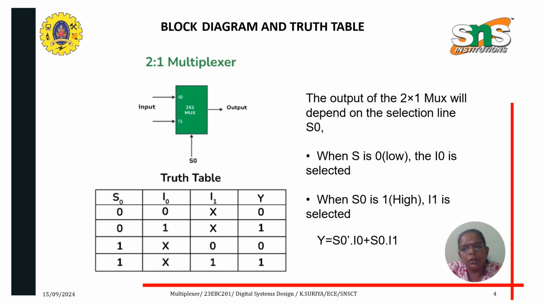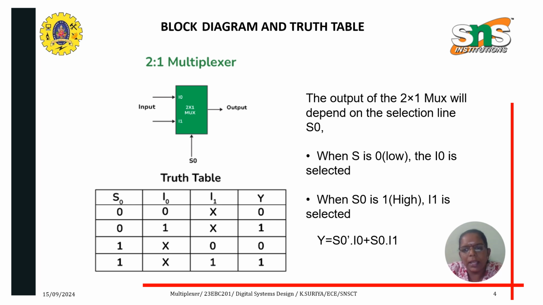So first we'll see about 2 cross 1 multiplexer. A 2 cross 1 is a fundamental circuit which is also known as 2 to 1 multiplexer that is used to choose one signal from two inputs and transmit it to the output. The 2 cross 1 mux has two input lines, one output line, and a single selection line. It has various applications in digital systems such as microprocessors. It is used to select between two different data sources or between two different instructions.